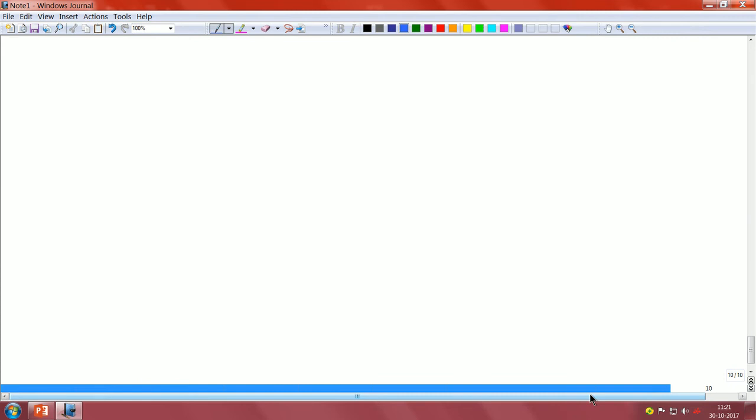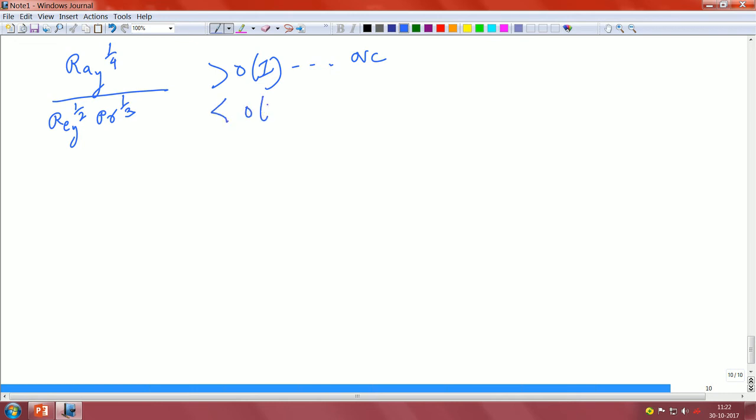Now, if we cast it in terms of the non-dimensional numbers, so Ra_y^(1/4) divided by Reynolds number Re_y to the power of half, Prandtl number to the power of 1/3. Now, if this is greater than order 1, it is natural convection dominated. If it is less than order 1, it is forced convection dominated. So, it is given as a ratio of the two in terms of the non-dimensional parameters.